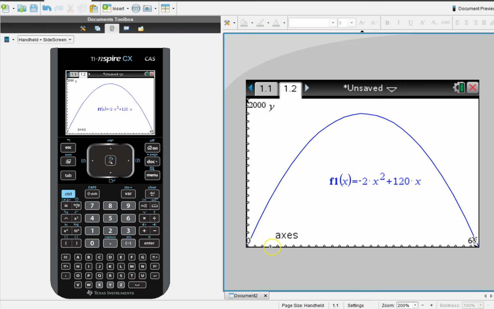This is kind of like the picture that we sketched. We have a 0 at 0. We have a 0 over here at 60, right? We know the vertex is right in the middle. What if I wanted to use technology to find that out?